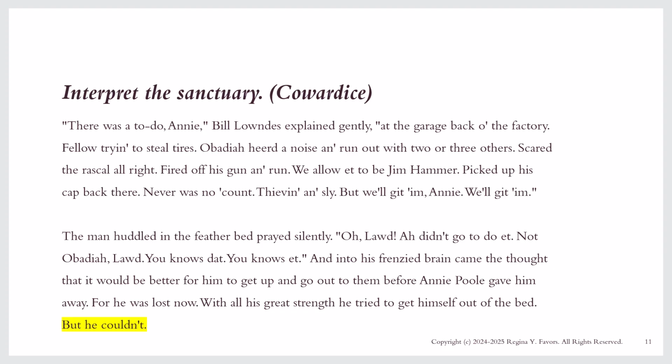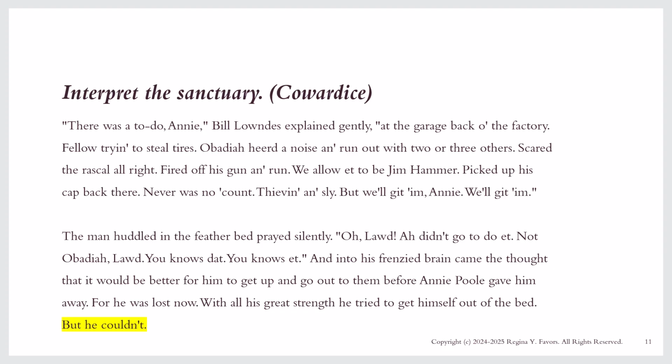"There was a to-do, Annie," Bill Lowndes explained gently, "at the garage back over the factory. Fellow trying to steal tires. Obadiah heard a noise and ran out with two or three others. Scared the rascal all right. Fired off his gun and run. We'll allow it to be Jim Hammer. Picked up his cap back there. Never was no count, thieving and sly, but we'll get him, Annie. We'll get him." The man huddled in the feather bed prayed silently. "Oh Lord, I didn't do it. I didn't go to do it. Not Obadiah, Lord. You knows that. You knows it." And into his frenzied brain came the thought that it would be better for him to get up and go out to them before Annie Poole gave him away. For he was lost now. With all his great strength, he tried to get himself out of the bed, but he couldn't.